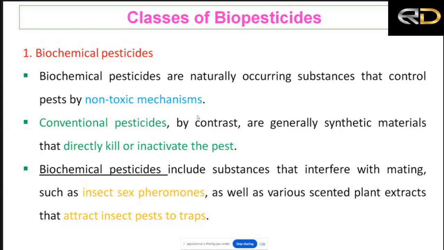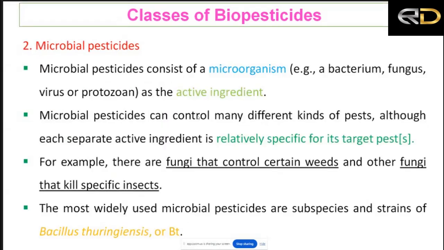So these are the groups of biopesticide where we are not directly killing them, but altering their normal mechanism by producing some non-toxic chemical substances and luring them. So this is the biochemical pesticide.